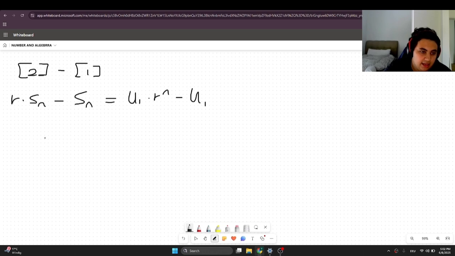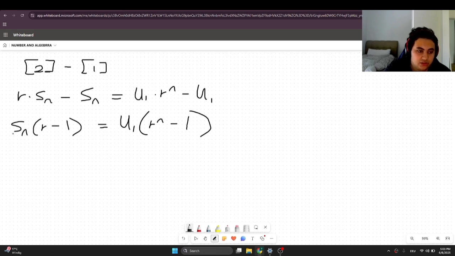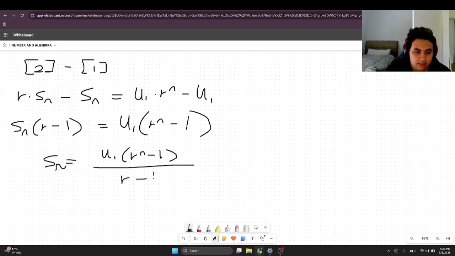So from this side, I'm going to factor out Sn, yeah? So Sn multiplied by r minus 1, okay, equals, and then here I'll factor out u1. So u1 times r to the power of n minus 1, right? I then solve for Sn. So Sn is going to equal u1 multiplied by r to the power of n minus 1, divided by r minus 1. And there you go. That is your formula proved.